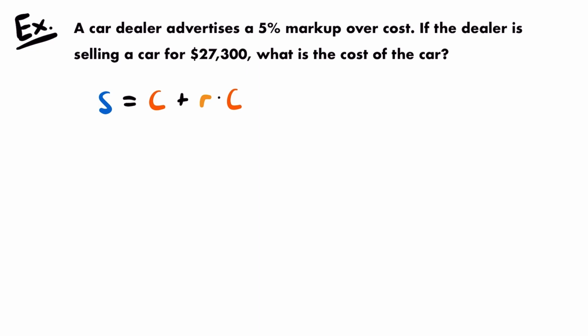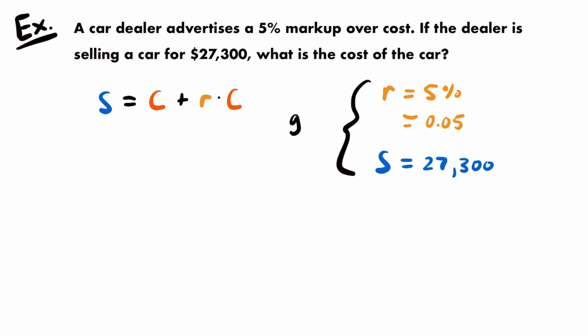All right, and so let's identify what we know in this problem. What values have we been given? The very first thing we're told is that the car dealer advertises a 5% markup. That's the markup rate. That is our value of R. R is equal to 5%. And if you move the decimal place over 2 places to the left, that is equivalent to a decimal of 0.05. All right, so that's the markup rate. And then we're also told that the dealer is selling a car for $27,300. So that would be the selling price S. S is equal to $27,300.